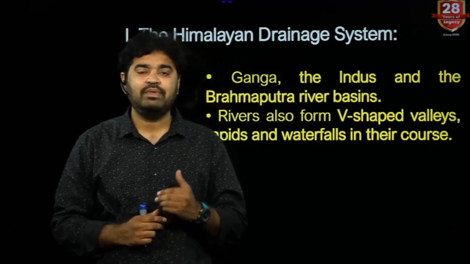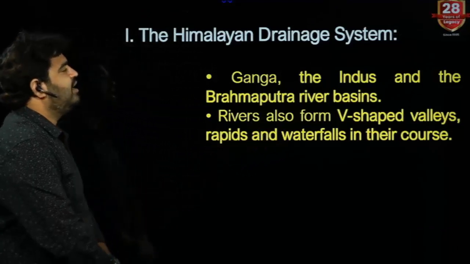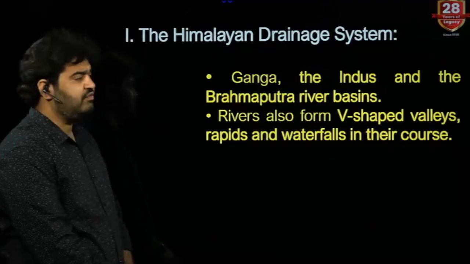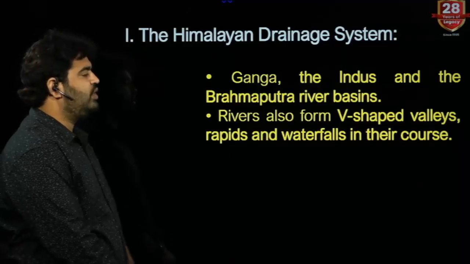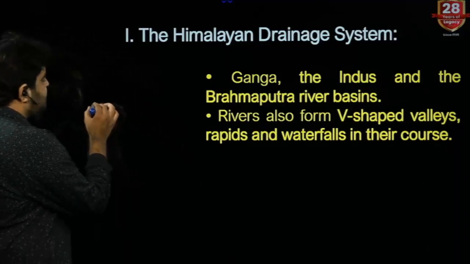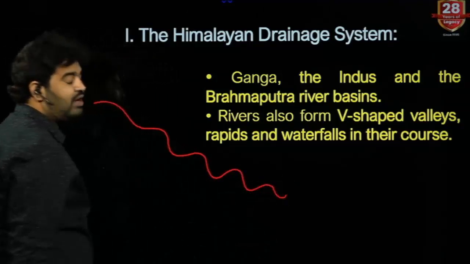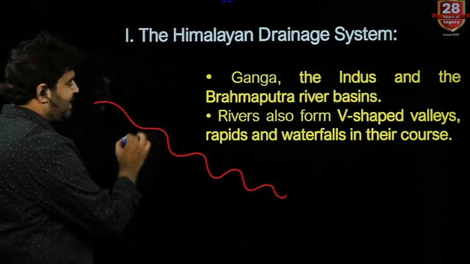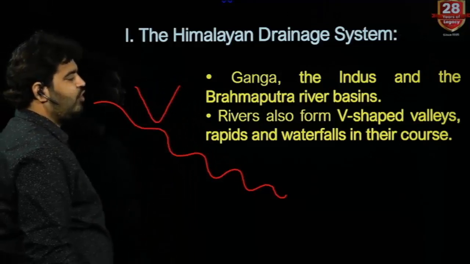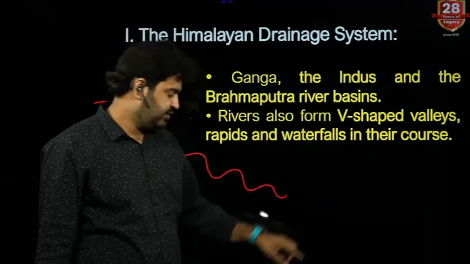Now let's start this river system topic with the Indus River. The Himalayan drainage system consists of the Ganga, Indus and Brahmaputra rivers. Rivers also form V-shaped valleys, rapids and waterfalls in their course. That means in their course, the rivers Ganga, Indus and Brahmaputra can form meanders, V-shaped valleys like gorges, or even waterfalls. All these are geomorphological features of a river.